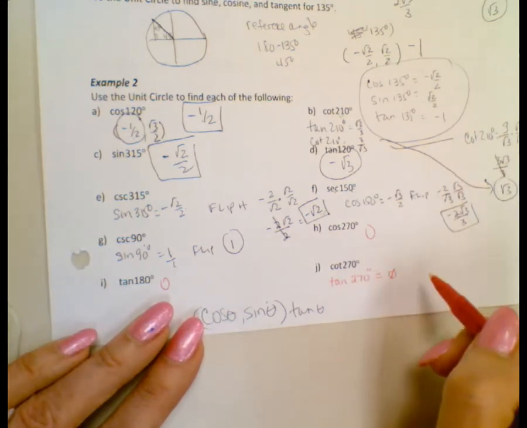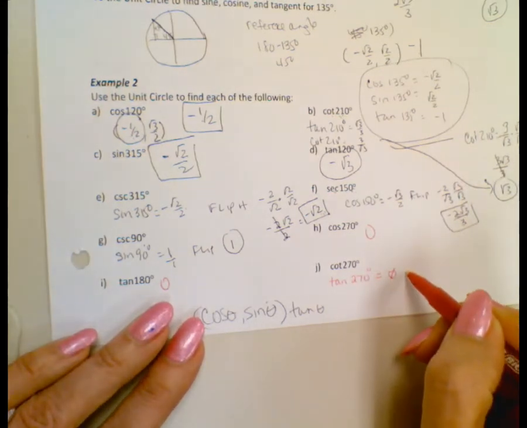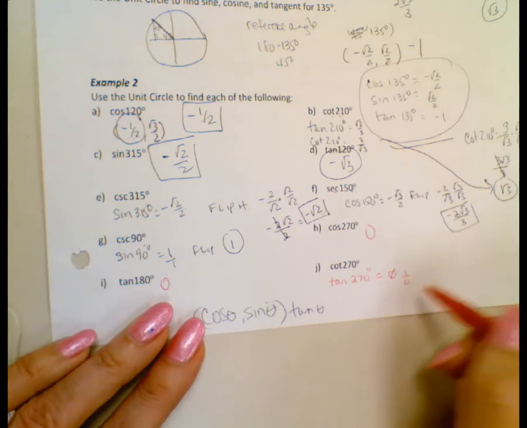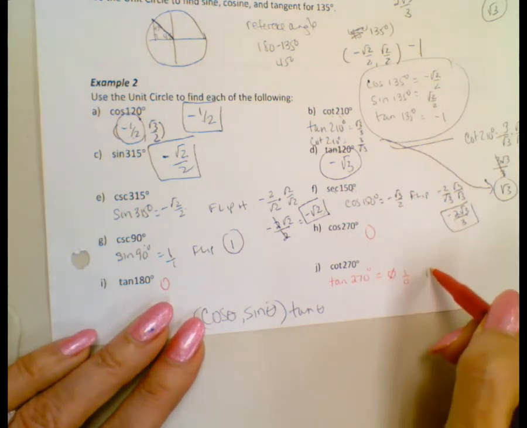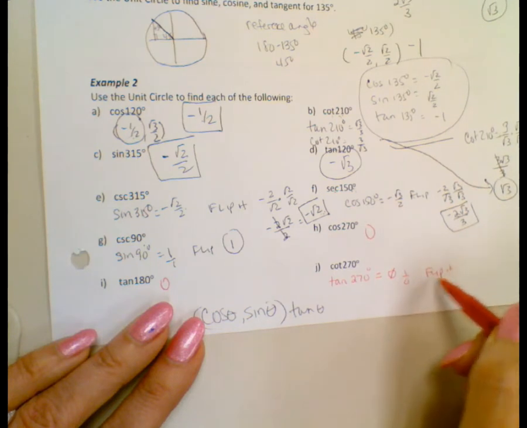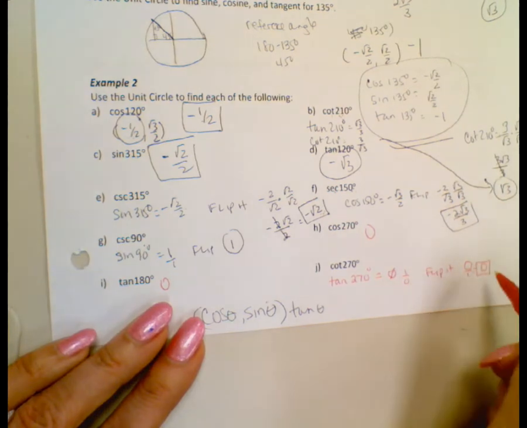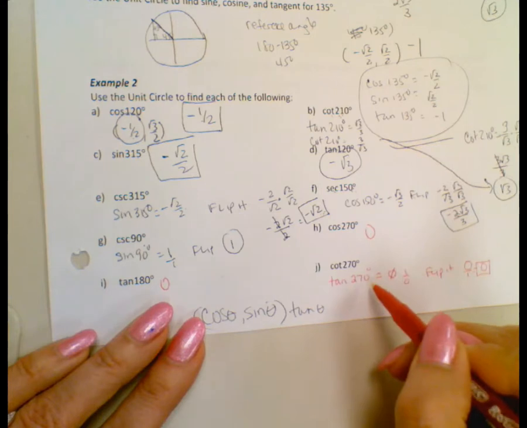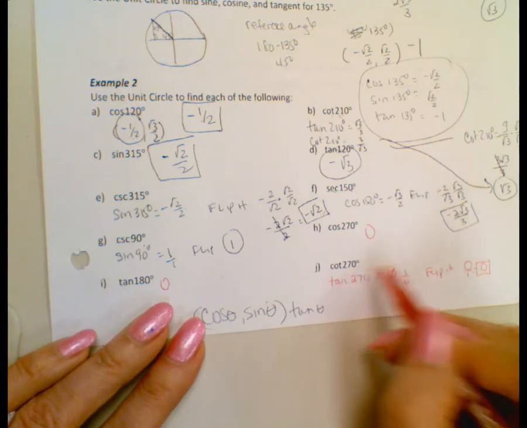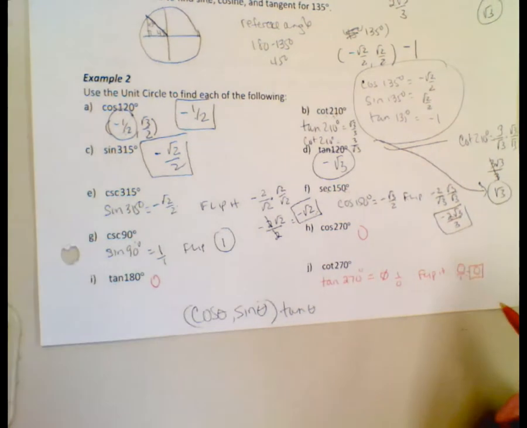So if you flip this, undefined, what that means is that it's 1 over 0. That's what undefined means. It means the zero's in the bottom. So if you flip this, the reciprocal of undefined is 0 over 1, which is 0. The reciprocal of undefined is 0. Your calculator will not give you this answer. You're going to have to know that.